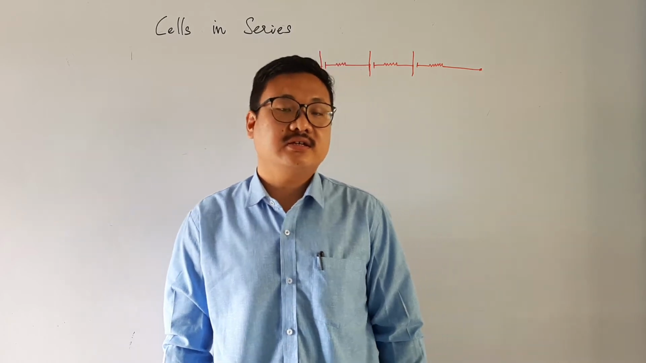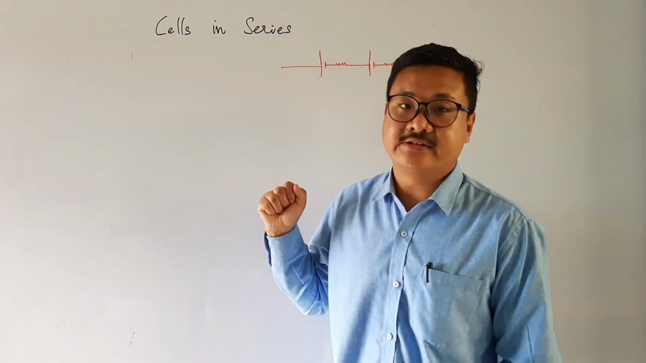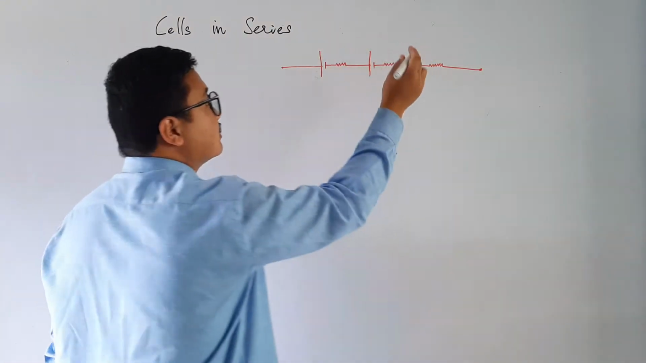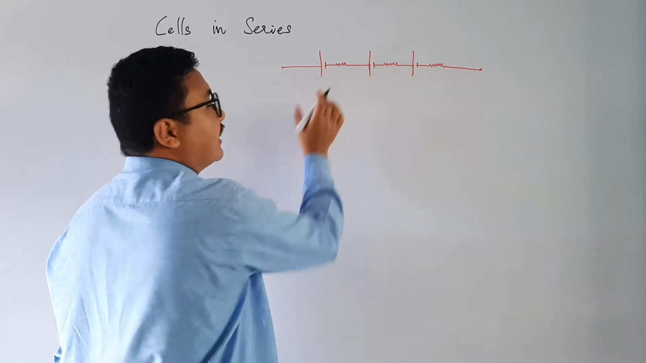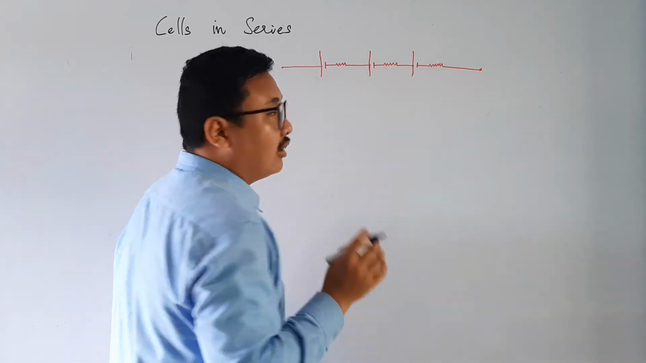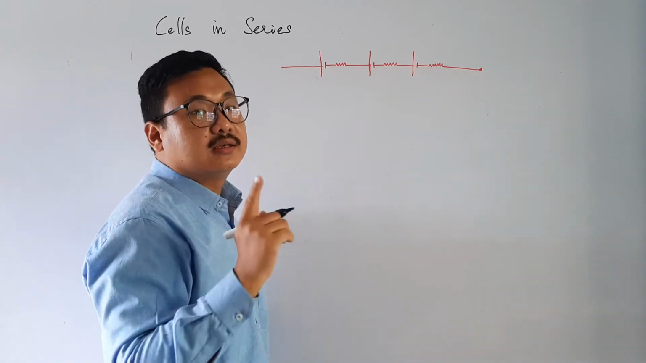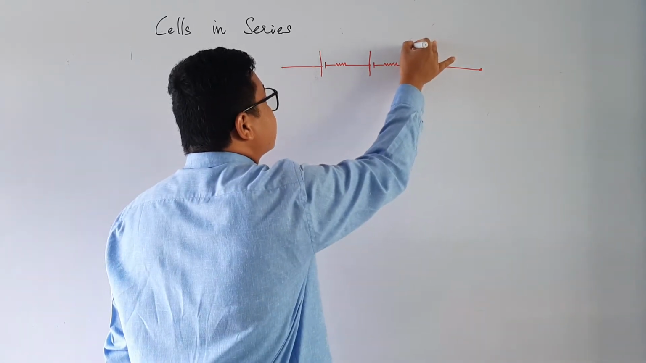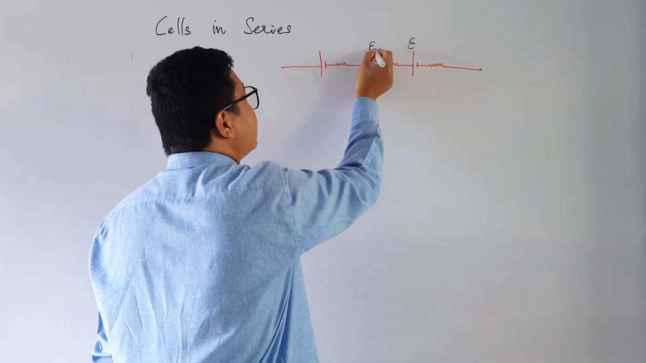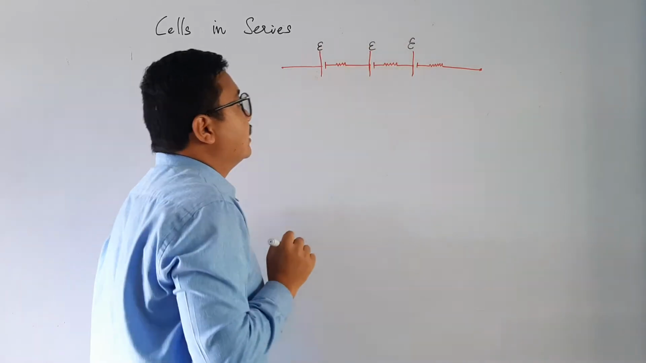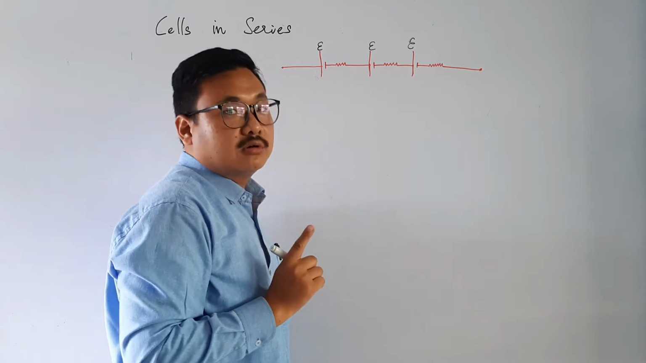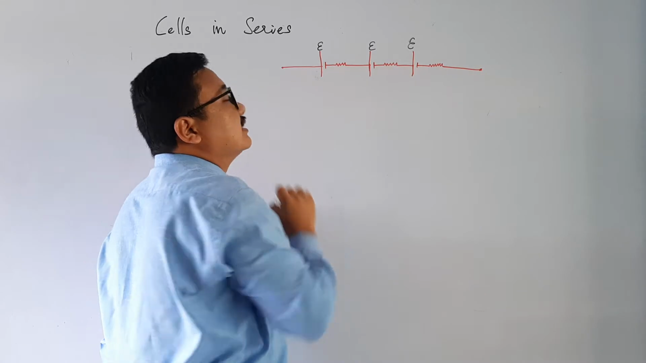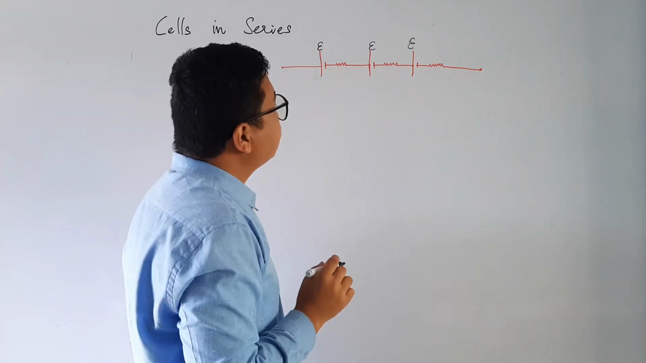Let us study the cells in series. First of all, let us consider three cells, cell 1, cell 2 and cell 3, and the EMF of all the cells be the same. So if the EMF are same, then I will just write epsilon, that is EMF E, E and E. Now in many books it may be written as E1, E2 and E3, but I am not doing this way.